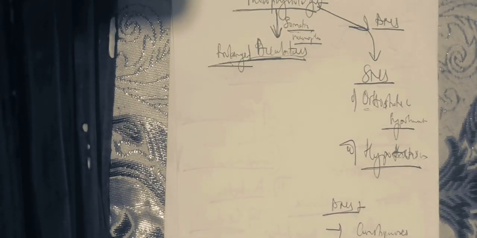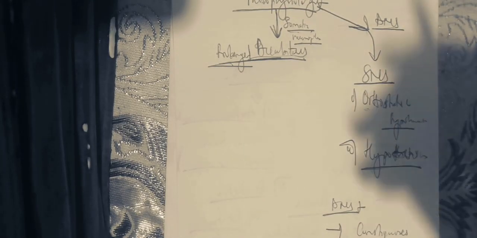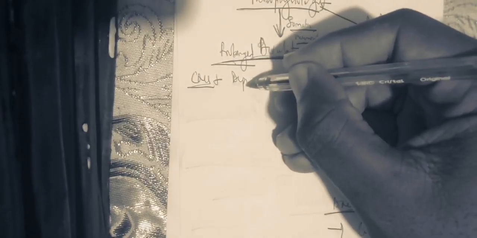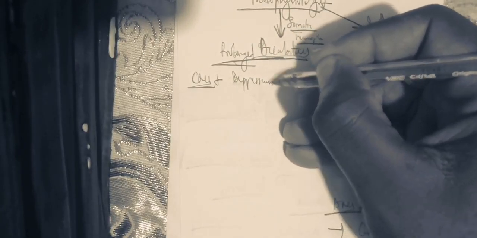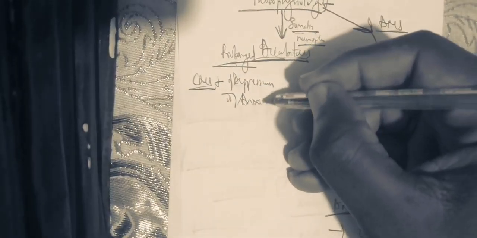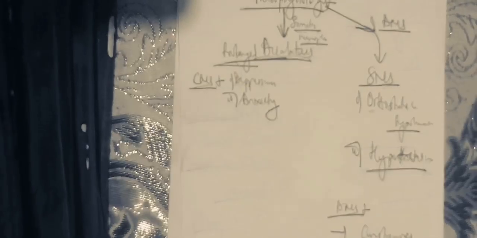Now we are going to assess the complications of prolonged decubitus. You start from the central nervous system. Generally, a complication of prolonged decubitus in the central nervous system is depression. The second one is anxiety. So those are the complications in the central nervous system: depression and anxiety.